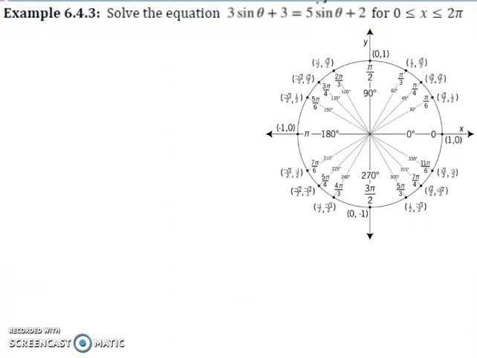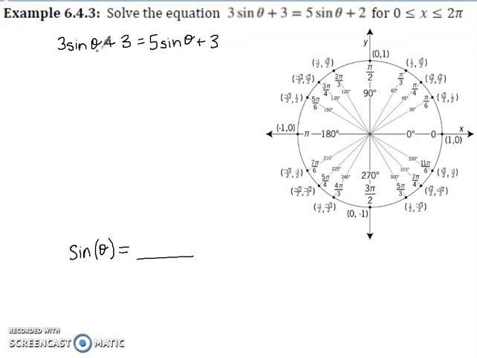In my next example, example 643, we've got a slightly more advanced trig equation that we're working with. What I want to do is narrow this down into, if possible, sine of theta equals some ratio. So I'm going to manipulate my equation so that I have sine of theta equals some ratio, and then I can hopefully use the unit circle to identify what that theta value is.